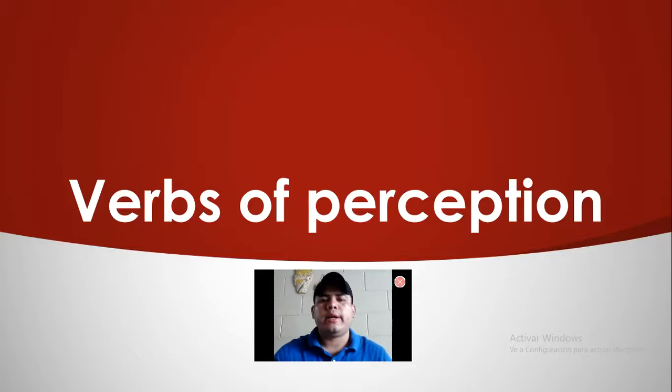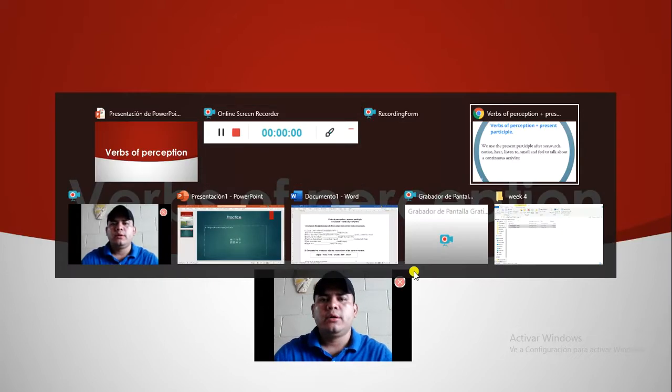Hello people, today we are going to talk about verbs of perception. This is going to be the first grammar that we are going to watch in unit number 4. This topic is very simple, and there are some verbs that we use when we want to talk about perceiving things. So let's see the list of some of the most common verbs over here.